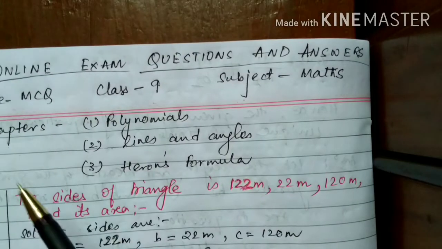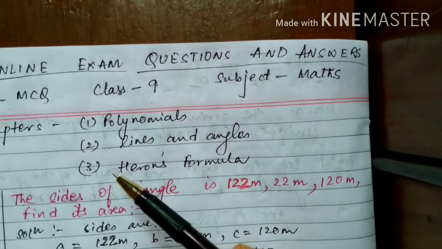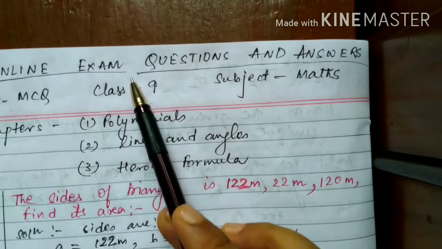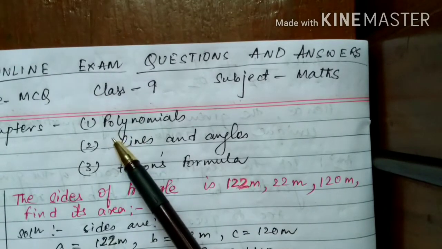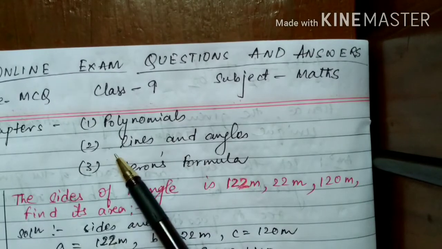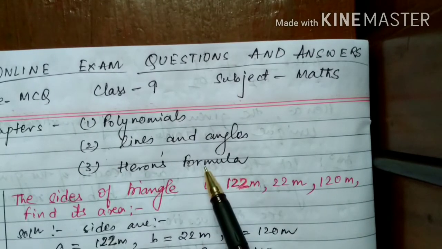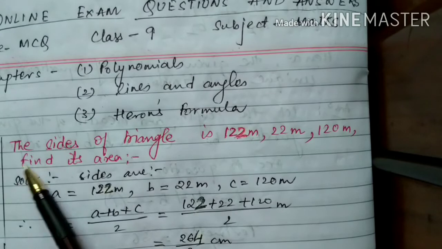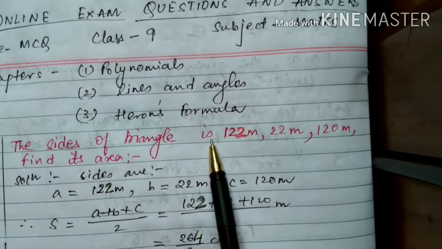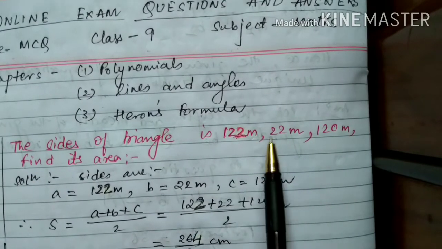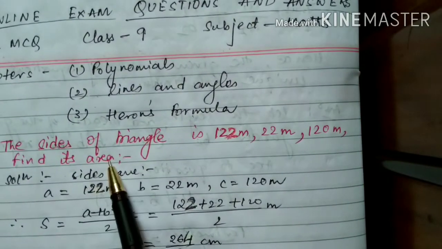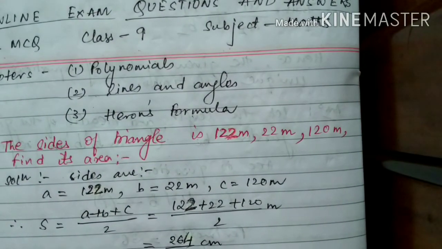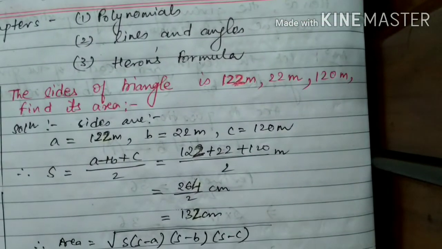So students, today we will be doing some of the questions related with your online exam. In this exam, the chapters that are coming are polynomials, lines and angles, and Heron's formula. The first question is: the sides of a triangle are 122 meter, 22 meter and 120 meter. Find its area. It will be an MCQ, so 4 options will be given. How to do it, I am discussing that.